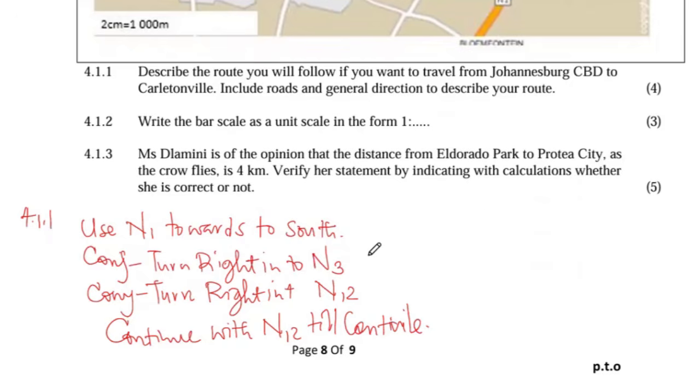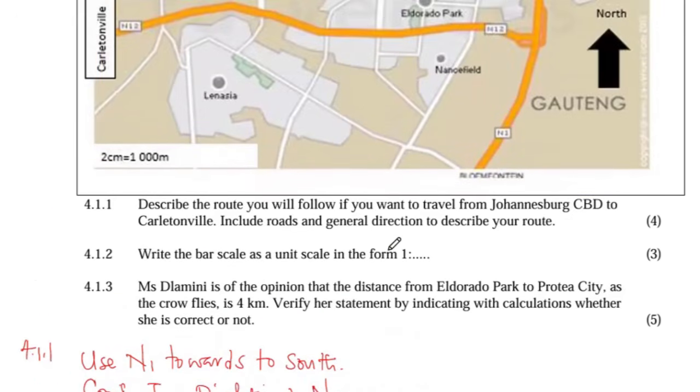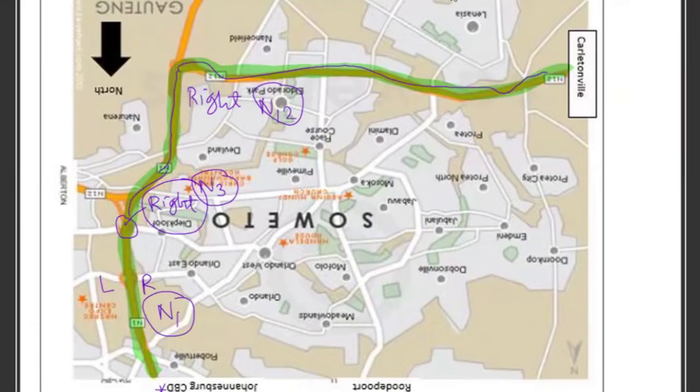Please don't overwrite the sentence. Don't overwrite the scenario. We need it in point 4. Talk of the turns. Where are you turning? Where are you heading? That's what we need. All right. 4.1.2.